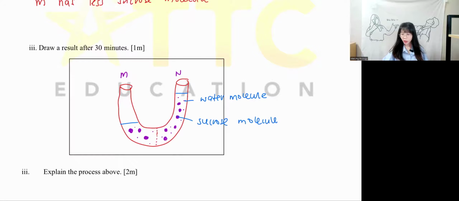How do you know how many water dots we have to draw? The water dot doesn't matter. The water is random, but only sucrose you have to count, because water can move in and out in two directions. It's a both-way movement for water.